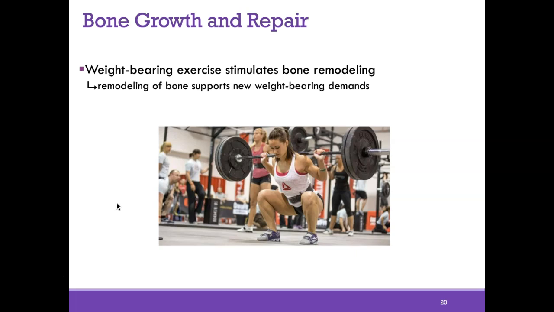So for example, astronauts who are in space actually lose a lot of their bone density because they don't have the ability to exercise the way that we do. So people in space have to do certain kinds of exercises in order to maintain their bone remodeling. Otherwise, their bones would just decompose.